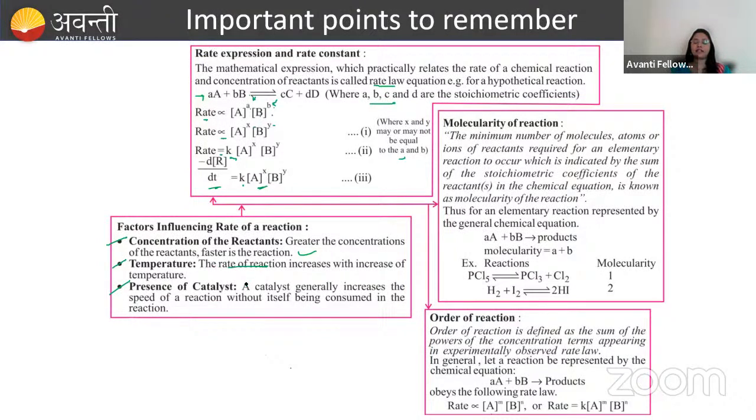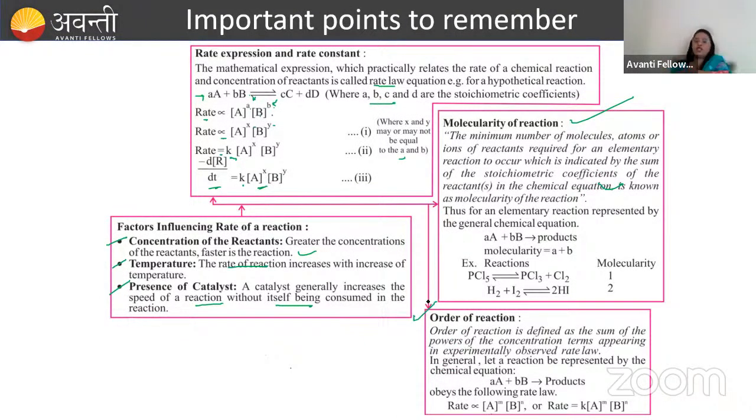Presence of a catalyst. What happens when a catalyst is present? A catalyst increases the speed of a reaction without itself being consumed in the reaction. So a catalyst has a positive effect in chemical kinetics; it increases the rate of a given reaction. Next, what is molecularity and what is order? These two are very, very important definitions. Okay, what is molecularity and what is order? So what is molecularity?